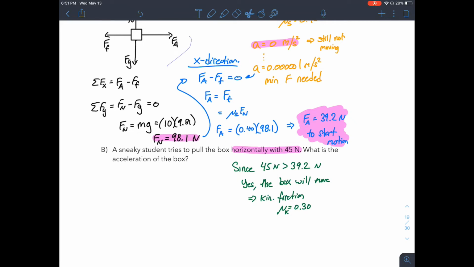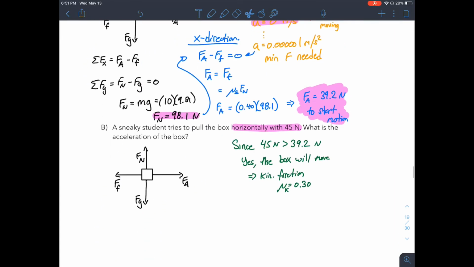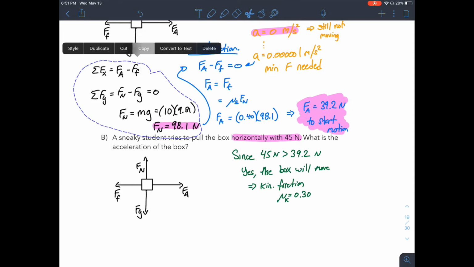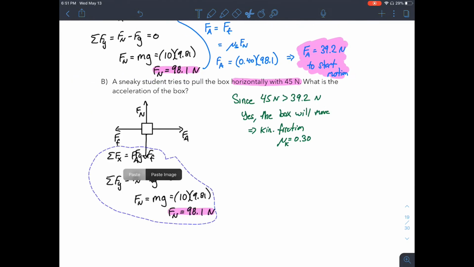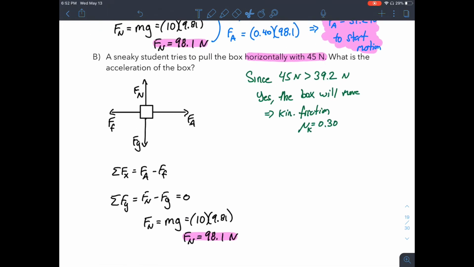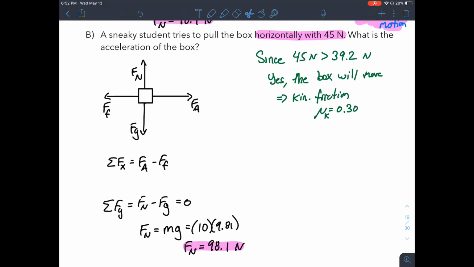So I'm just going to take this and I'm going to copy and paste what I did up here. We have my free body diagram. This was just so beautiful. I want to replicate it like that. And we've got our two sum of the force equations in the x and the y direction. Since nothing here is changing, nothing's pulling horizontally or vertically or anything like that, we're going to get the same normal force in the y direction.